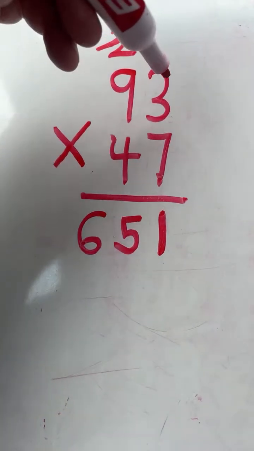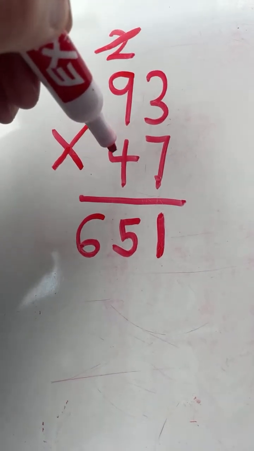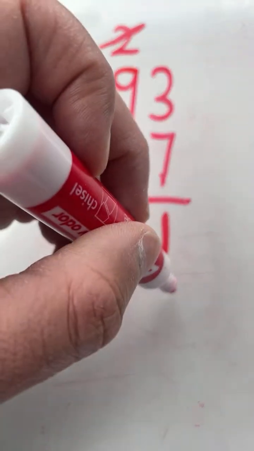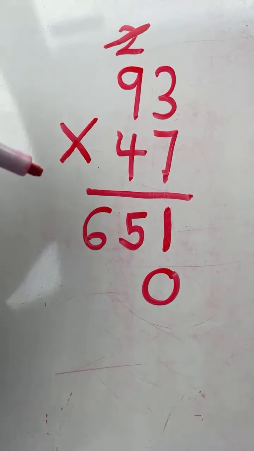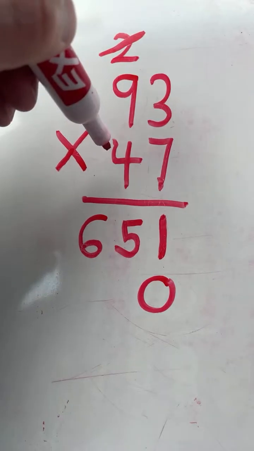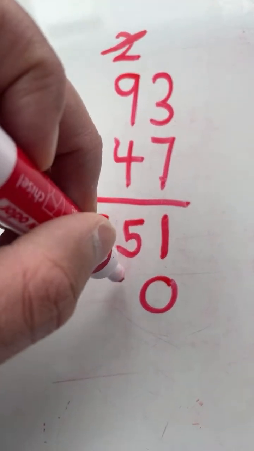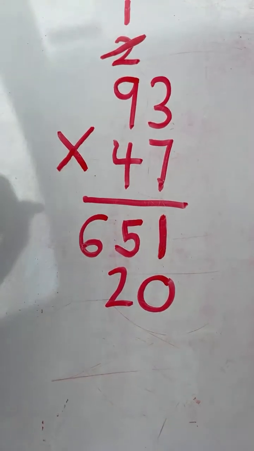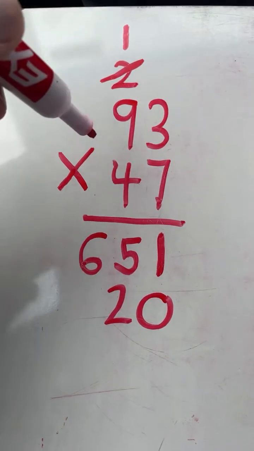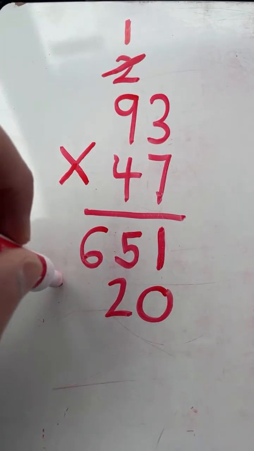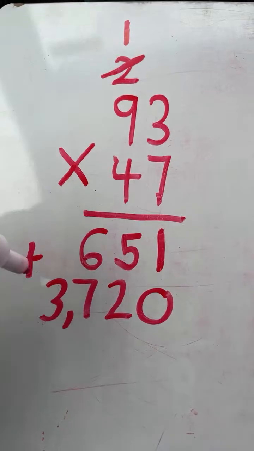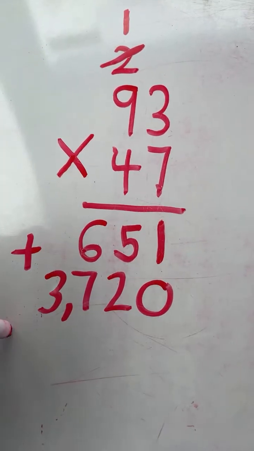Now we have to multiply the top 2 digits times the bottom digit in the tens place. Since both digits in the ones place have already been multiplied, we're going to put a 0 in the ones place. 3 times 4 equals 12. The 2 in 12 goes in the tens place. The 1 gets carried over to the hundreds place. 9 times 4 equals 36. Plus 1 equals 37. And now we have to add these two numbers together to get our final answer.